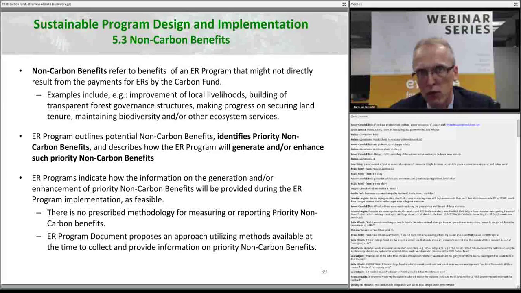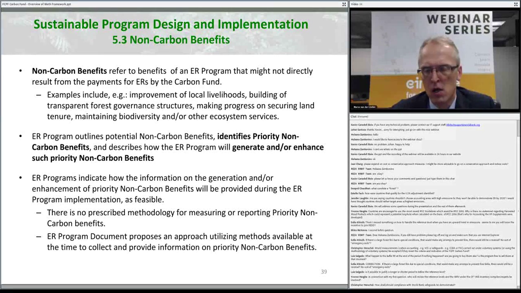What the methodological framework requires, what the Carbon Fund requires, is that you identify potential non-carbon benefits and then identify what we call priority non-carbon benefits. So these priority non-carbon benefits are the ones that you think the program will actively generate and/or enhance. Then you will be expected to actually report on this generation or enhancement of these priority non-carbon benefits.